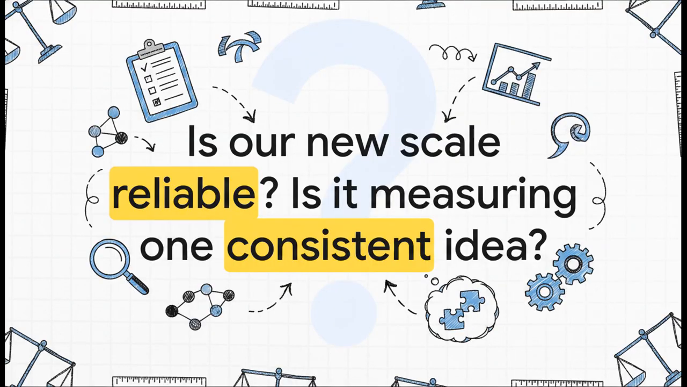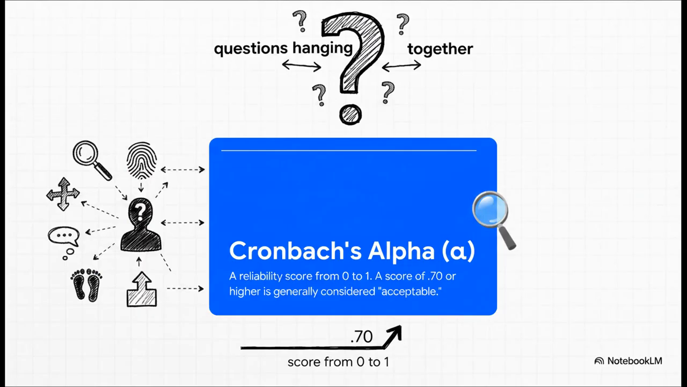So that leads us to a huge question. We've gone through all this work to build a new measurement tool, but how do we know if it's any good? How can we be sure that all those questions we put together are actually measuring the same core idea? We need some kind of quality control check. And that's where this thing called Cronbach's alpha comes in.